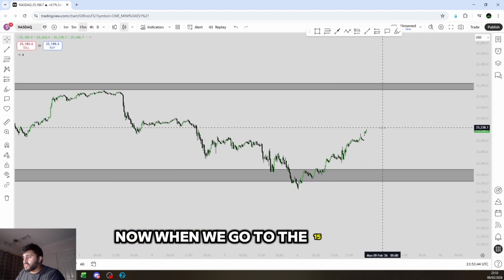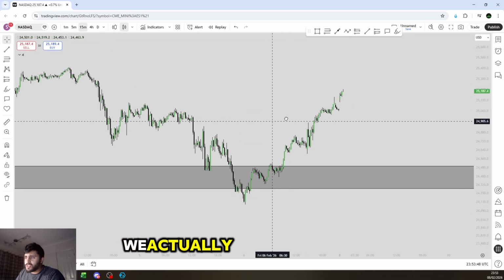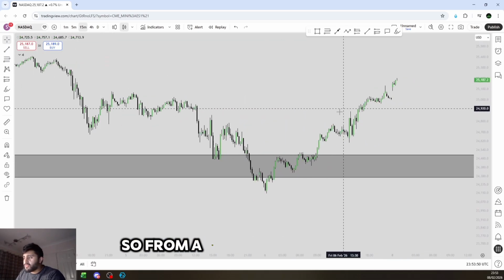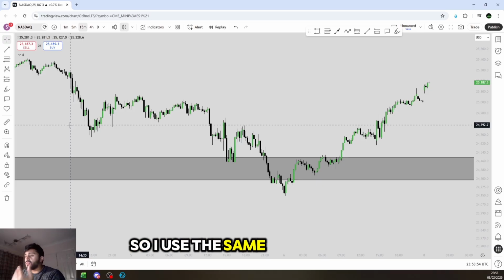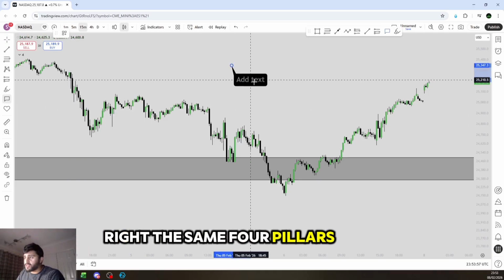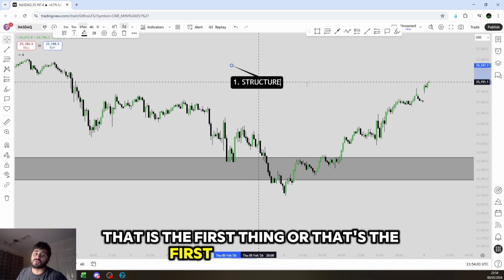Now, when we go to the 15-minute time frame, we have our 4-hour levels over here. We actually do the same thing. So from a 15-minute perspective, this is how I do it. I use the same 4 pillars, which I'm going to quickly go over. So we have market structure over here. That is the first sort of pillar.